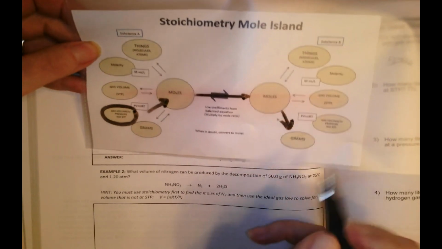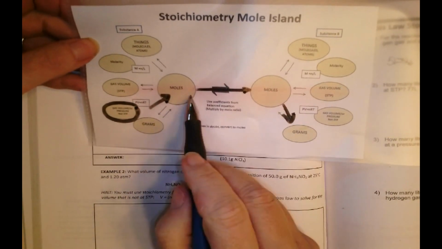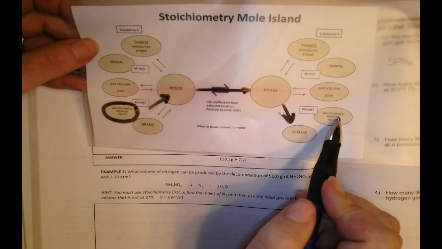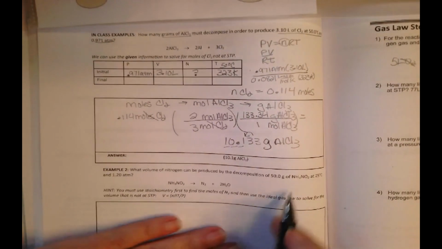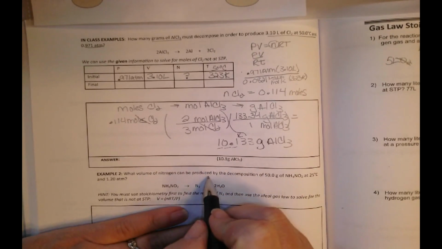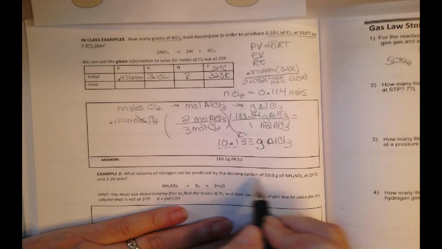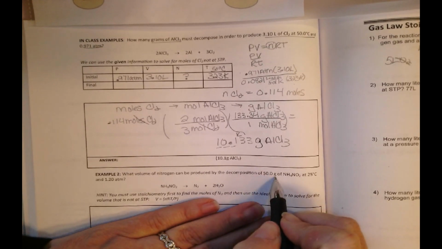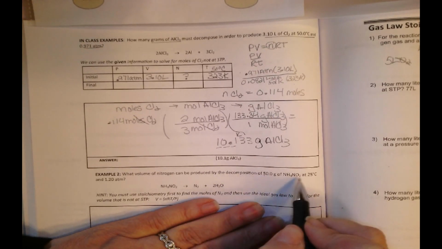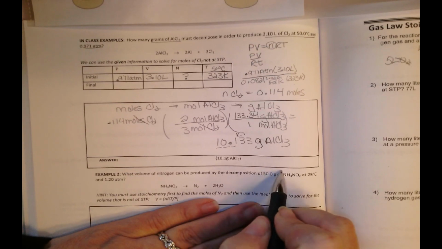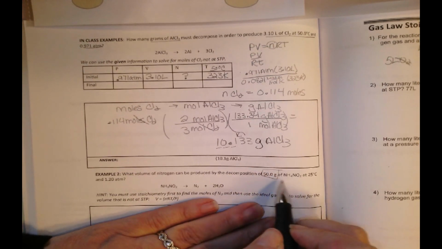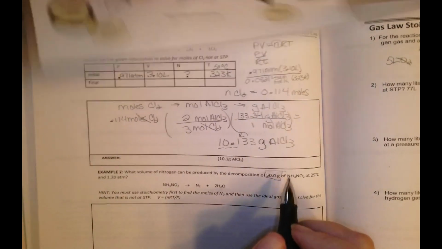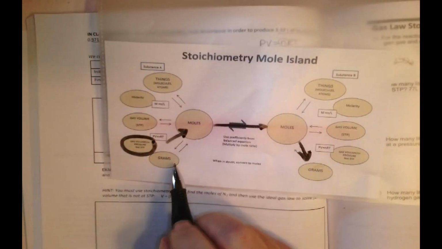Okay? Now, what happens if I start here and I end up not at STP? Well, that's what our next example does. Okay, what volume of nitrogen can be produced by the decomposition of this many grams, and it's not at STP? So I'm starting at this many grams. Okay, now if we have grams, we're starting down here.